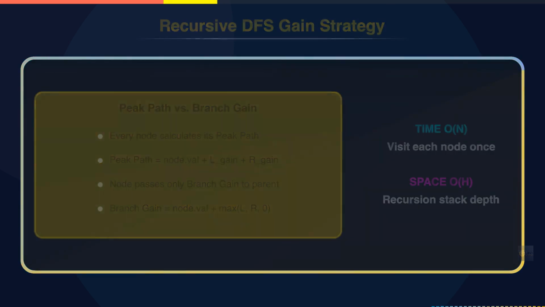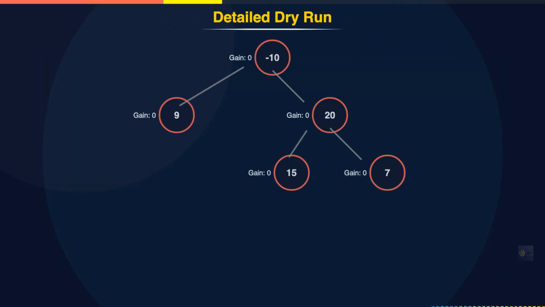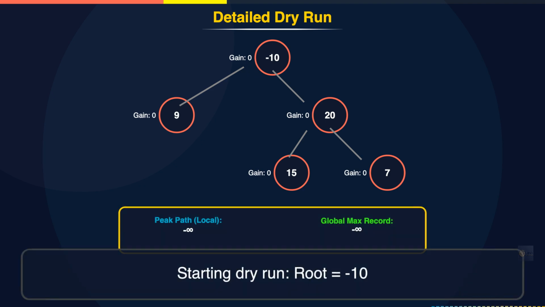Let's dive into the dry run. Look at the screen. We have our tree with root -10 and children 9 and 20. At the bottom, we will track our current peak path calculation and our global maximum sum. We start our DFS from the root, -10. It waits for its children to report their best branches.